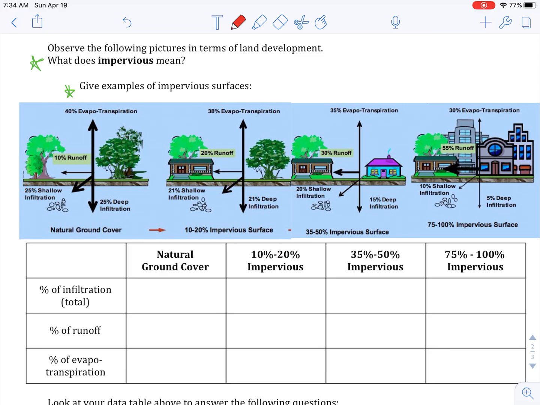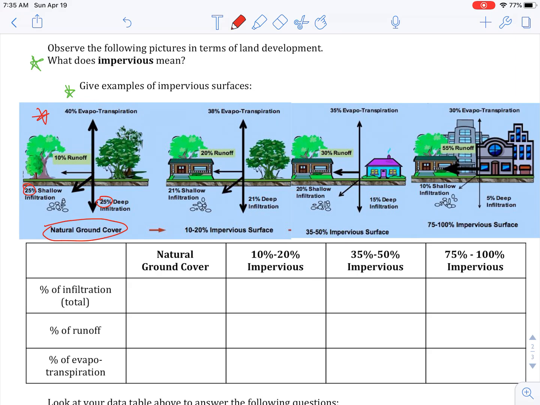And what impacts does that have on ecosystems, but also what impact does that have on us? So if we start here in a natural ground cover environment, when it comes to precipitation in the water cycle, when it rains, 50%, so I'm taking the 25% shallow, 25% deep, 50% of that rain will infiltrate into the ground, okay? Which means you only have 50% left to do other things.